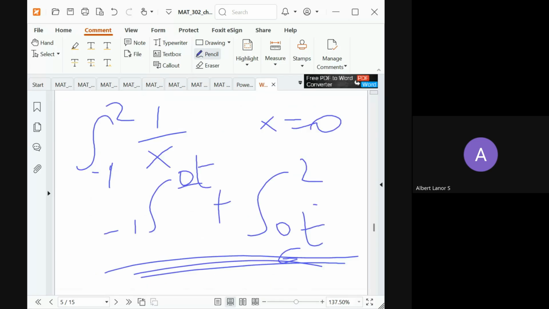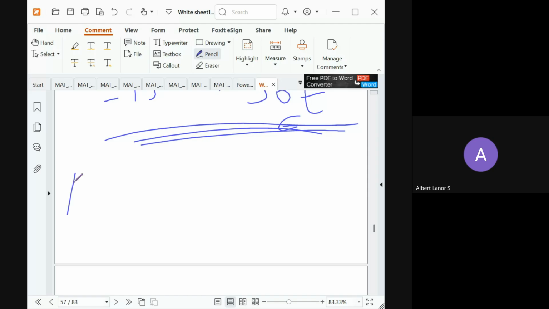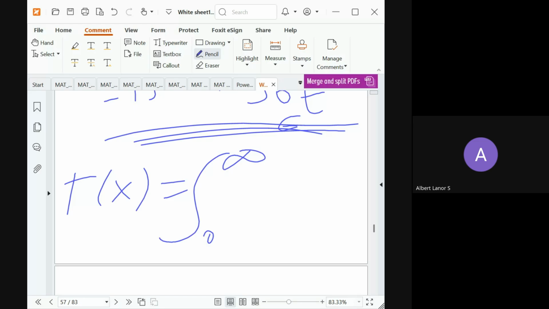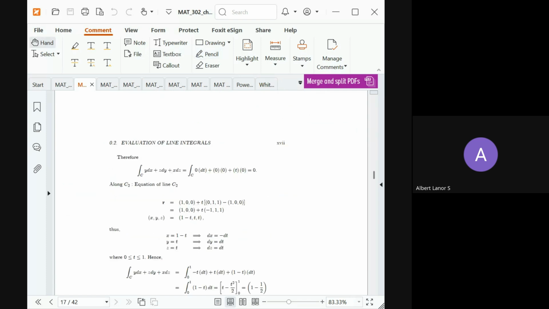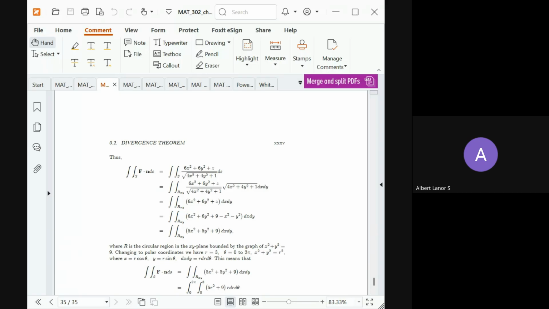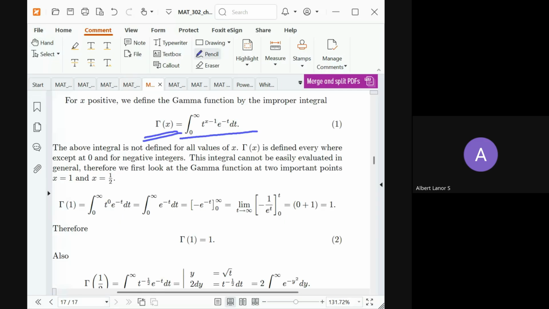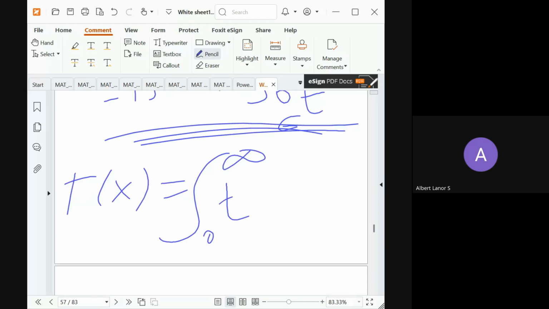So, we write the gamma function as gamma x is equal to the integral from 0 to infinity of t to the power x minus 1, e to the minus t dt.